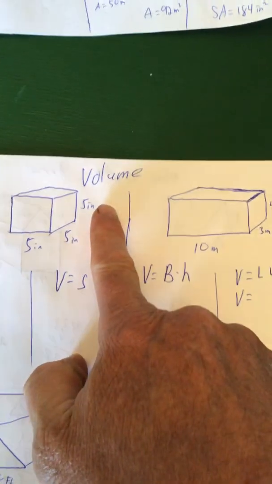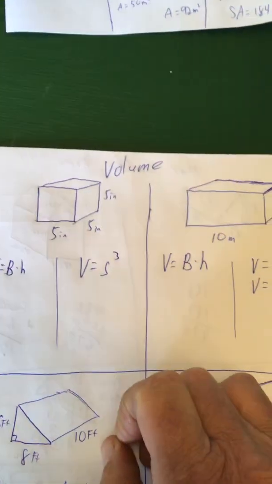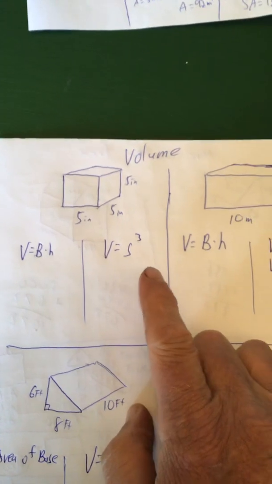All right, hello Math 2 7th graders. So this will be the last video for this week. It's on volume. And volume is three-dimensional, so your units will always be cubed.